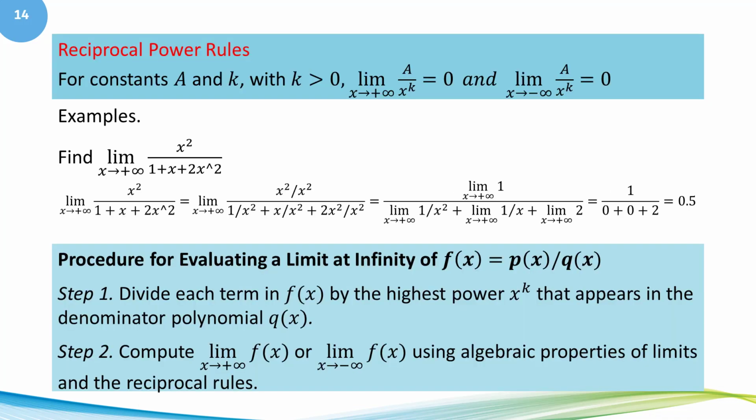The method that we can use to determine the limit at infinity, you can see in the bottom blue box, or maybe the top blue box. Let's say we want to find the limit as x goes to infinity of x squared over 1 plus x plus 2x squared. We divide both the denominator and numerator by x to the power of 2. This is the highest power that appears in the polynomial. Then we simplify it, use the properties of limits, and we get the result. In this case, half.